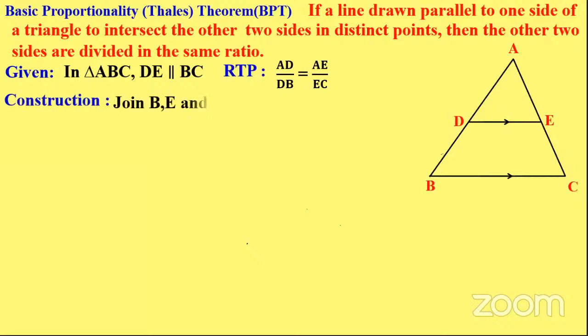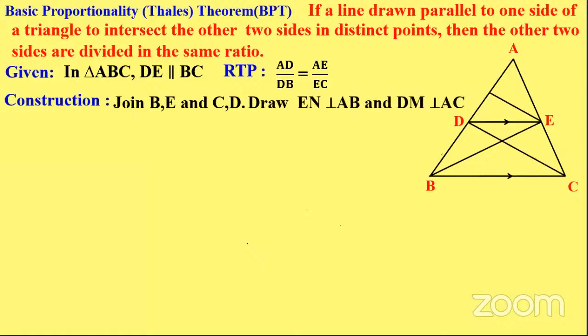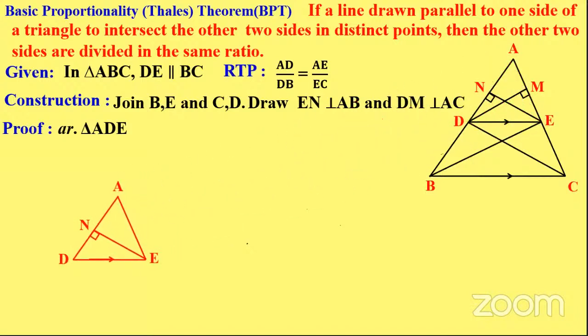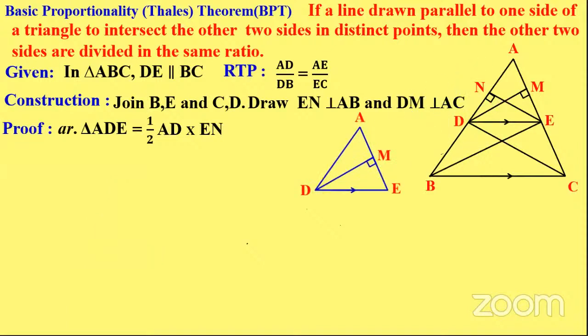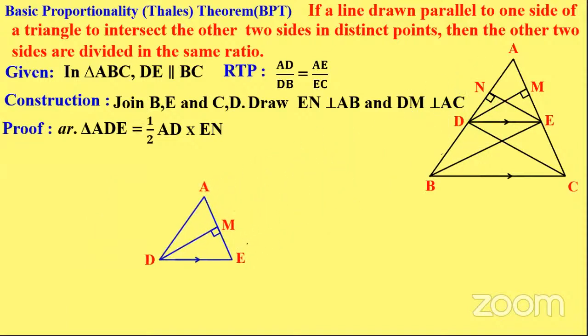Construction: join BE and CD and draw perpendiculars EN on AB and DM on AC. These are the perpendiculars. Proof: area of triangle ADE is half into base into height. This is the triangle ADE. I am taking base AD, its corresponding altitude is EN. Now I am using AE as the base, its corresponding altitude is DM.